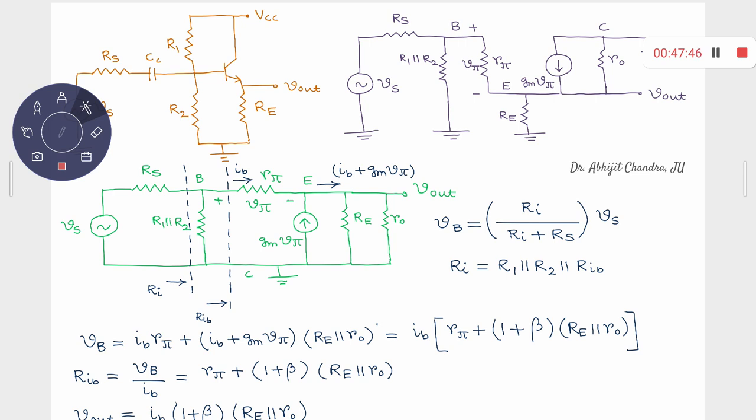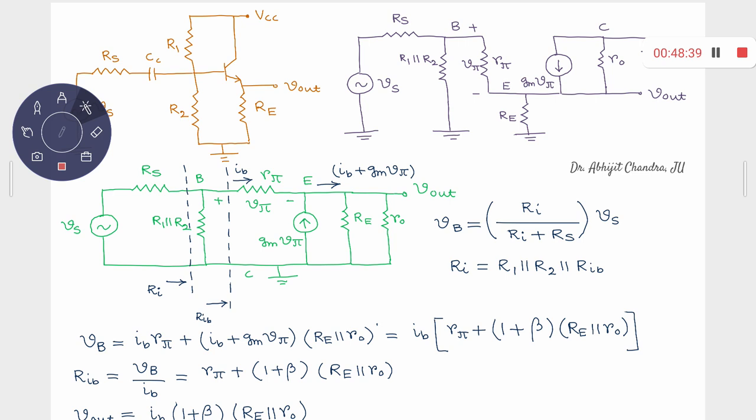Let's assume that over here this resistance is RI, looking between this terminal without considering R1 parallel R2. If I take R1 parallel R2 into account, then it is RIB. Okay, the relation between RI and RIB: RI is the resistance looking over here, and RIB is the resistance looking between these two terminals. Between these two terminals, if you consider this entire circuit, this part of the circuit provides some resistance, which is equal to RI. And once again, if you consider R1 parallel R2 into this, the resistance is given by RIB.